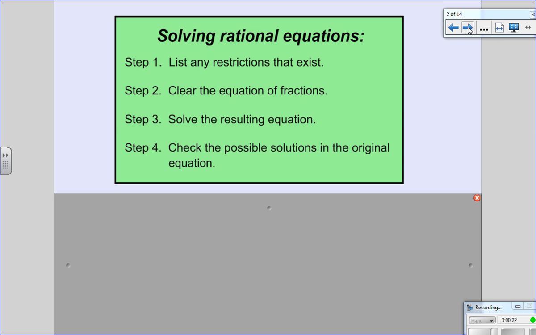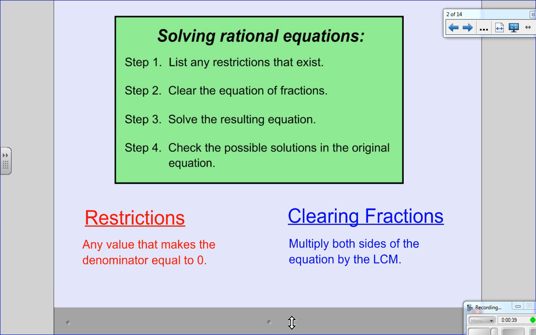Step 1, you want to list any restrictions that exist. Step 2, you clear the equation of fractions. Step 3, you solve that resulting equation. And step 4, you check the possible solutions in the original equation. Before we perform these 4 steps, let's just clarify 2 things.